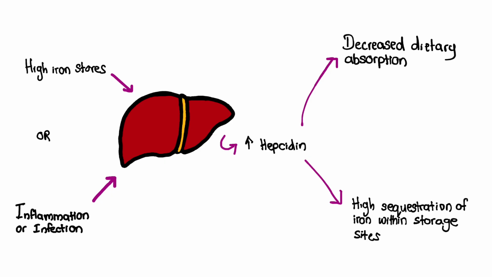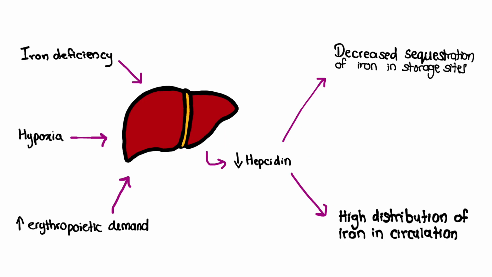So in a nutshell, when serum iron's high or during inflammation or infection, more hepcidin is produced, and with more hepcidin, ferroportin is blocked. Conversely, when there's iron deficiency or hypoxia or increased erythropoietic demand, hepcidin production is suppressed. So hepcidin production is low, and ferroportins are able to act in their way and let go of the iron that's stored inside cells. This allows for more iron to enter the circulation to support red blood cell formation.